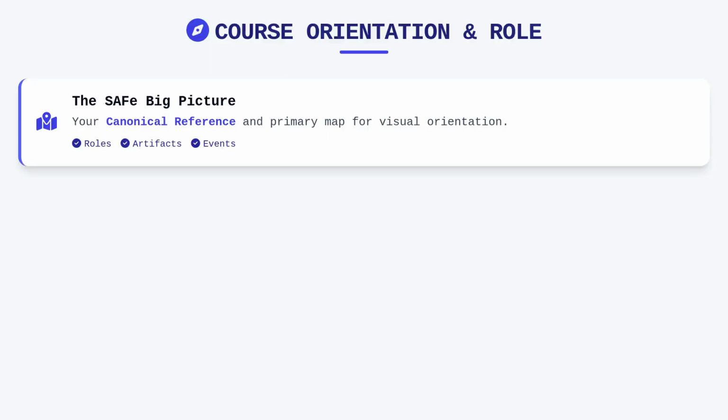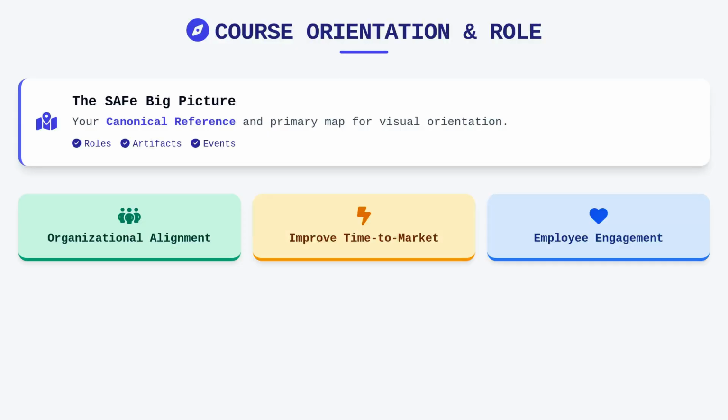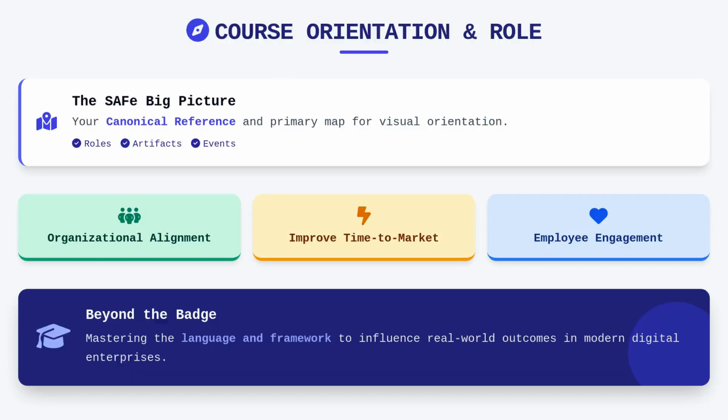We will dissect the role of a certified SAFe Agilist, which is defined by the ability to foster organizational alignment, improve time to market, and drive genuine employee engagement. You're not just studying for a badge. You're acquiring the language and the framework necessary to influence real-world outcomes in modern digital enterprises.